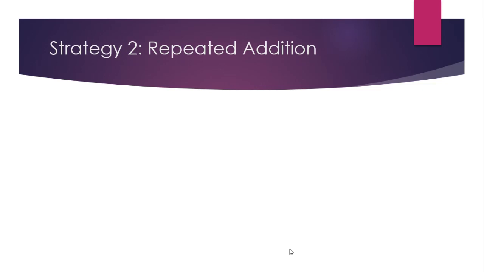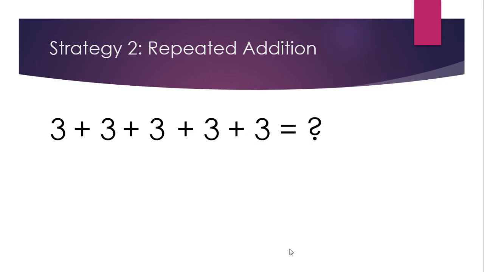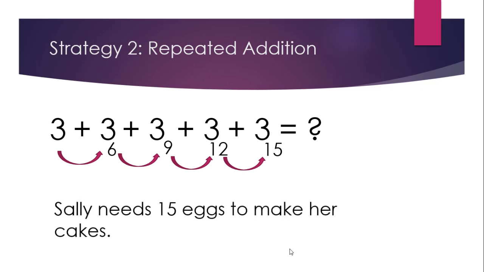So let's look at this in action. We start with 3 for the first cake, another 3 for the second cake, another 3 for the third cake, another 3 for the fourth cake, and another 3 for the fifth cake. And those 3's together equal the unknown we're trying to find. Once you have your problem written, you can just go ahead and add. You have 3 plus 3 equals 6. 6 plus 3 equals 9. 9 plus 3 equals 12. And 12 plus 3 equals 15. So just like when we modeled the problem, we get 15 eggs is what Sally needs to make her cakes.